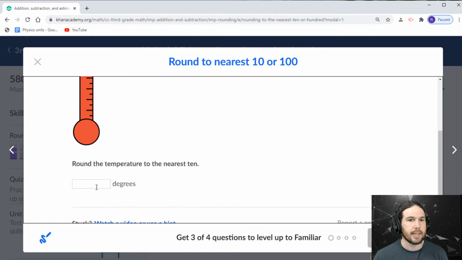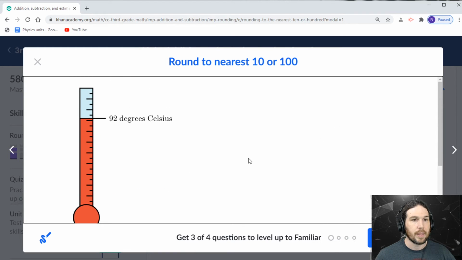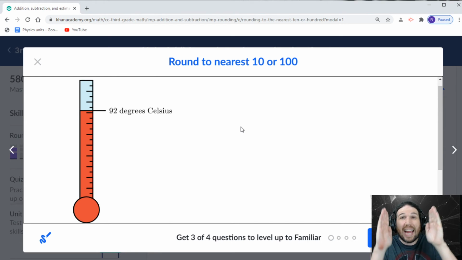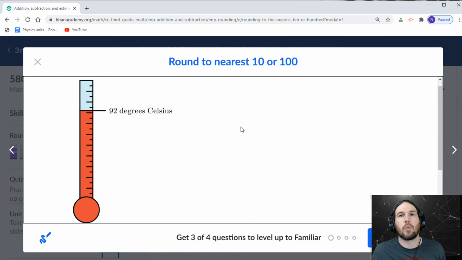92 degrees Celsius to the nearest 10 is 90. And this time it doesn't give us a visual, right? It's not showing us physically that 92 is closer to 90 than 100. It is assuming that we know that 92 is in between 90 and 100. And of those two, it's closer to 90 than 100, so that's where we're rounding to.